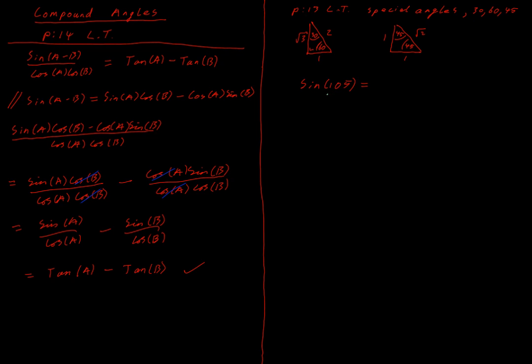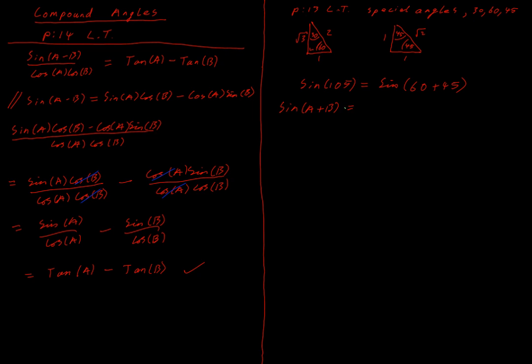Now, 105 can be broken up into sine of 60 plus 45. There are other ways you can break it up too, and they'll give you the correct answer as well. But if we break this up into sine of 60 plus 45, then you can use, now I have the sum of angles, sine of the sum of angles is going to be, I go to page 14 in my log tables, and I have sine of A plus B.